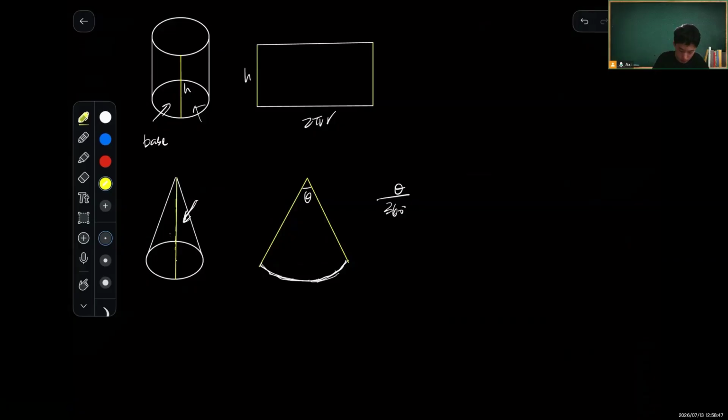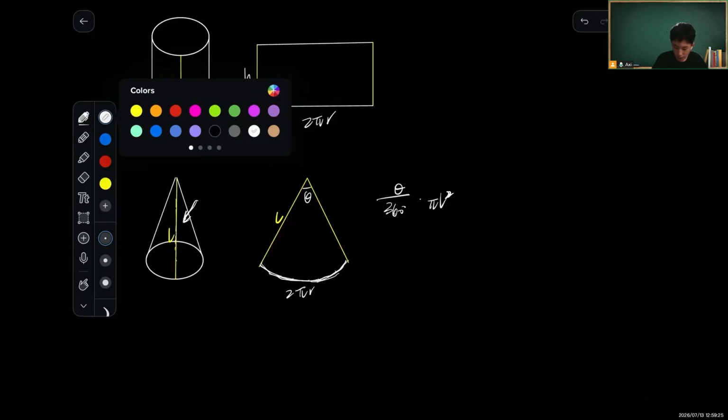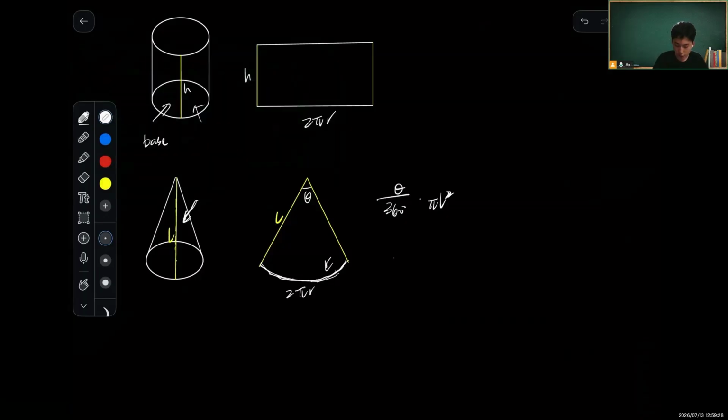Suppose this length, the yellow length here, is L. Then the entire area here would be pi L squared. However, what is theta? Now, remember, there is also a relationship between the radius, 2 pi r, because this is the circumference of the base circle, with the radius of the bigger circle here, which is L. In fact, you can write this segment using the ratio again, theta over 360 degrees times 2 pi L is exactly equal to 2 pi r.